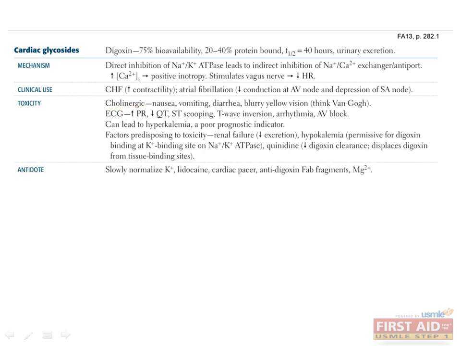In the event of severe toxicity, known in the hospital as dig toxicity, treatment includes slow normalization of serum potassium as well as anti-digoxin antibodies.